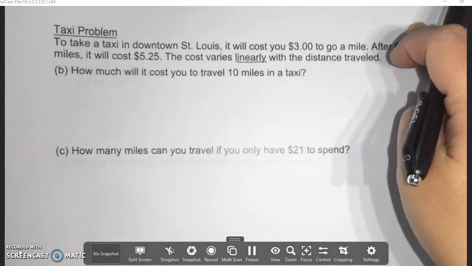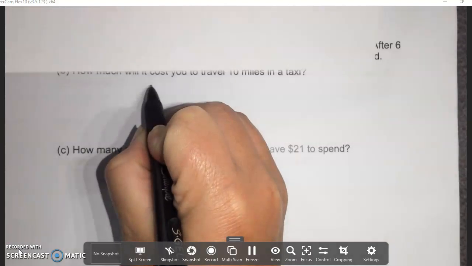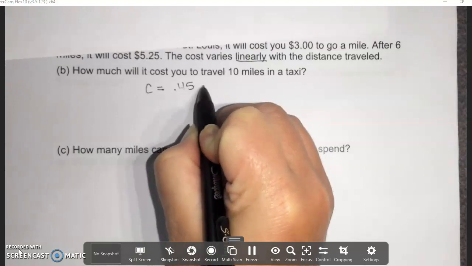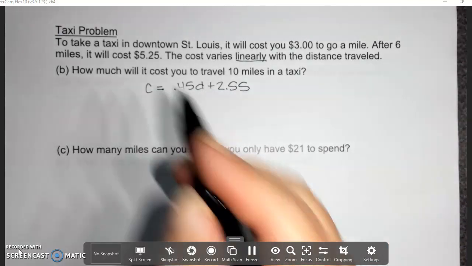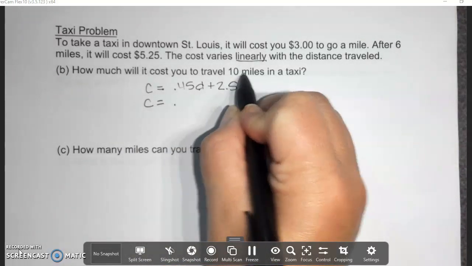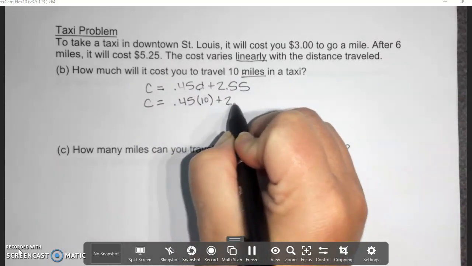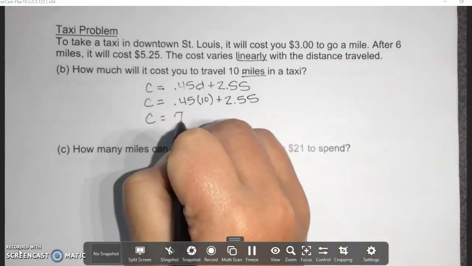So we've already got our equation. I'm just going to transfer it. It's C is equal to 0.45 D plus 2.55. So if we want to go 10 miles, that's our distance. Miles is distance. So we just punch that in our calculator. And our total cost would be $7.05.